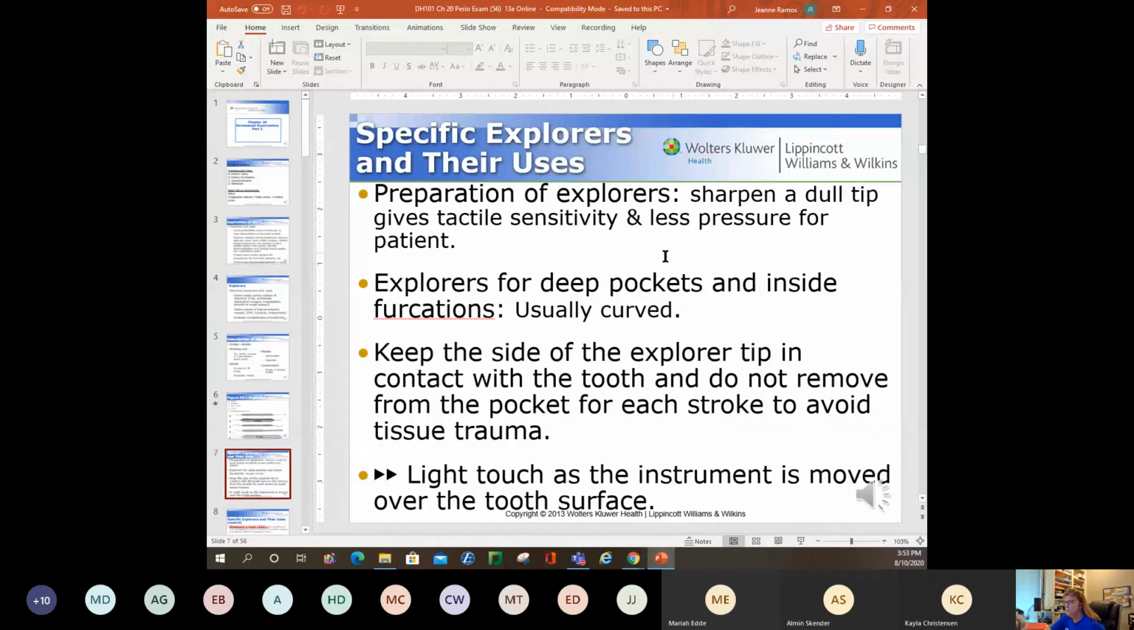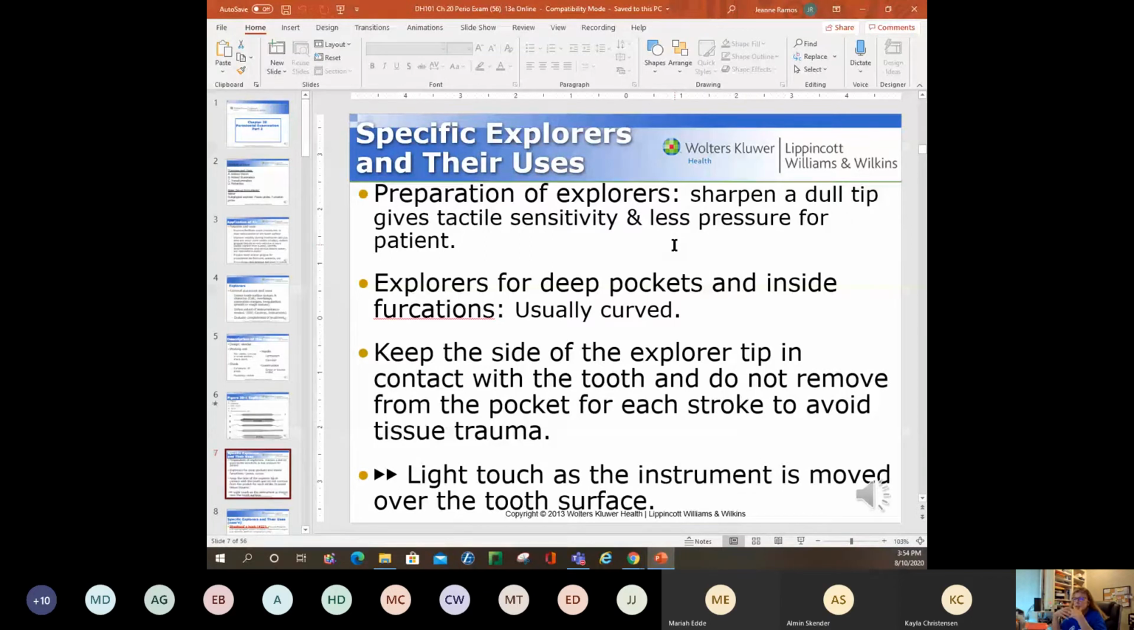So your instruments, even though your explorers have a sharp point, they can get dull. It takes a long time for them to get dull because we're not really putting them in places that we suspect of decay anymore like they used to do. But when they do get dull, you lose your tactile sense. So for sure, keep those sharp.